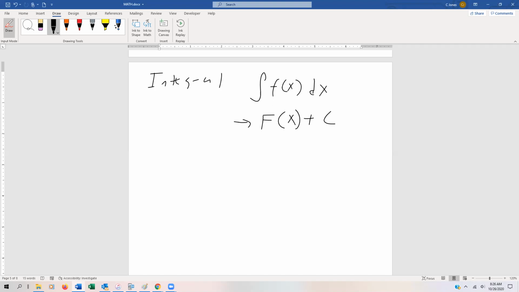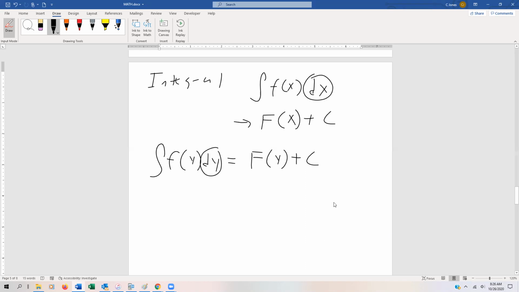plus c, right? So now if we had the integral of f of y dy, that would be equal to the antiderivative of y plus c. And so this dy and this dx is just telling us which variable to take the antiderivative or the integral with respect to. Later in maybe calculus 2 and calculus 3, you might start having other variables mixed together, and you would just treat those variables like constants. So an integral, really, to evaluate it, is just an antiderivative. Right? So just kind of get used to that idea.